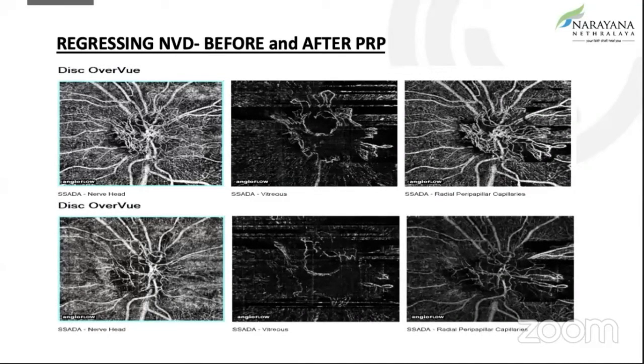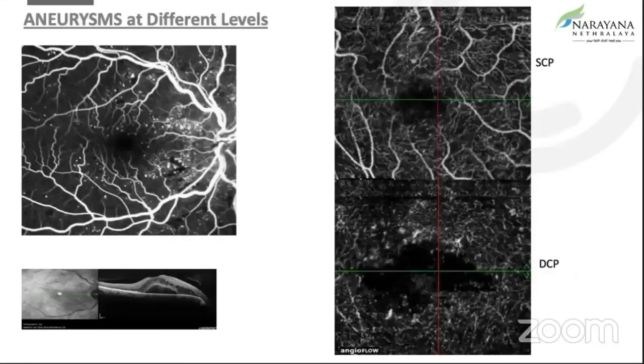The automated segmentation is also available. So this is the regressing NVD before and after PRP. You can see in the panel above, the NVD is extensive, but post PRP you see it regressing. We are also able to see aneurysms at different levels, and especially with macular edema, we are also able to see it at the DCP level.